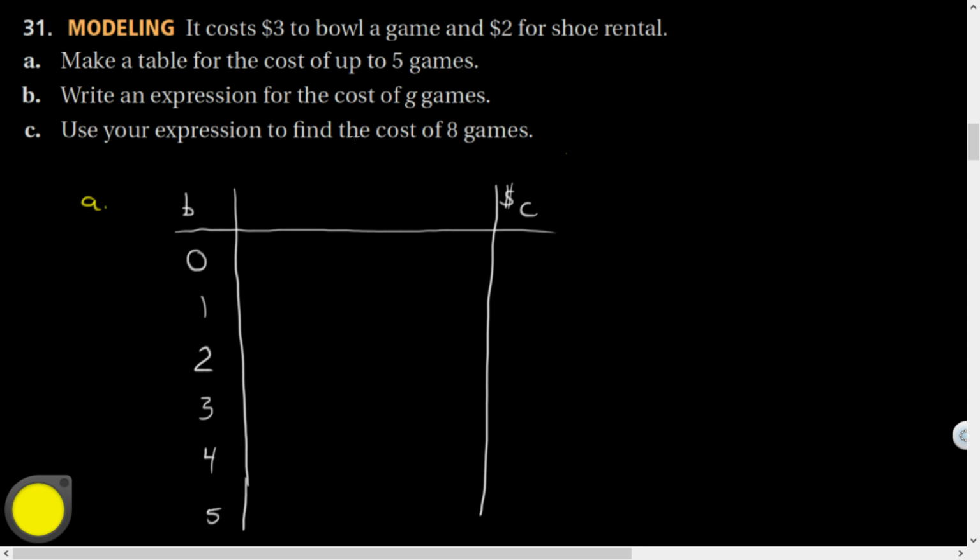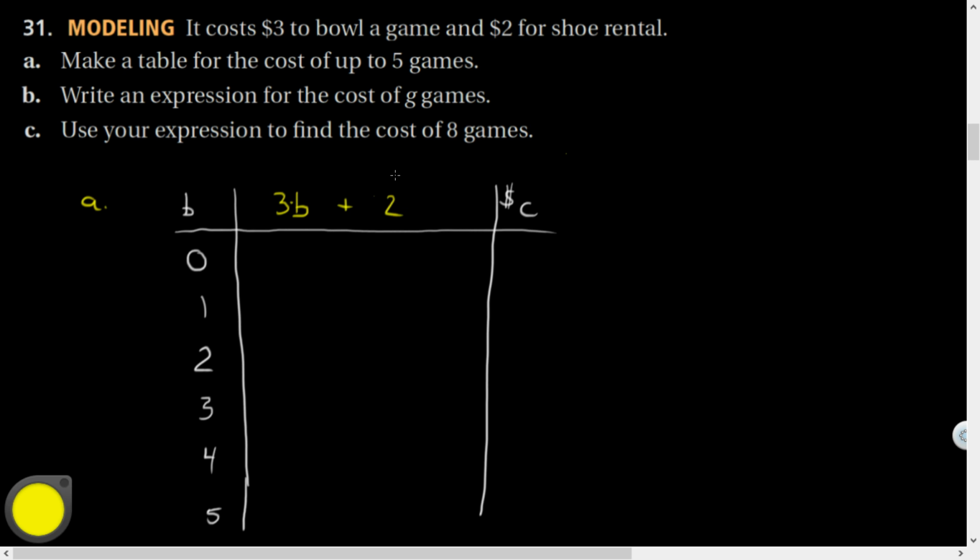It's going to be $3 to bowl a game. So for every game I bowl, I'm going to multiply by 3. Right? 0 games, you don't pay that $3. 1 game, you pay 3. 2 games, 3 times 2 is 6. And then I add $2 for the shoe rental.